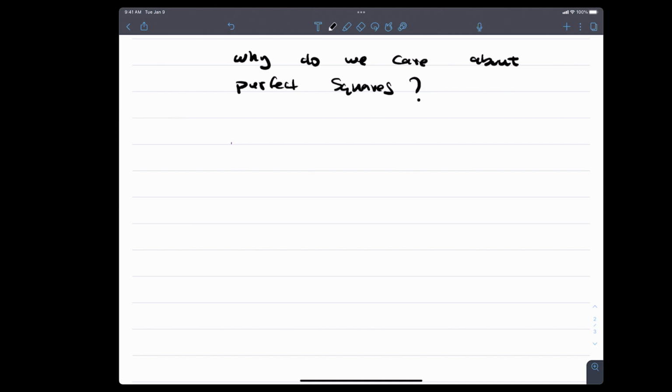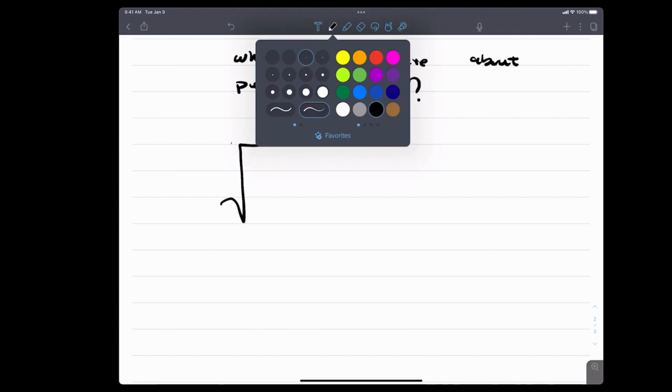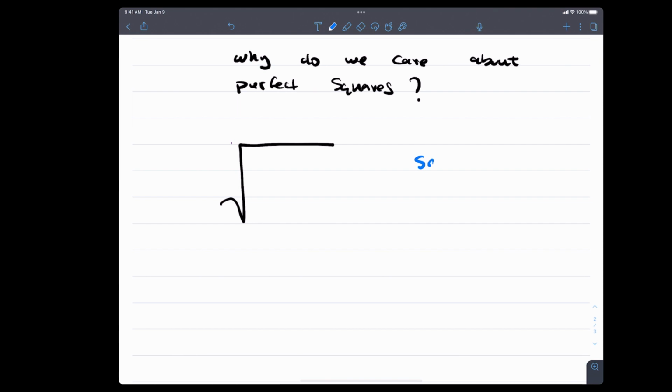And I'm going to give you guys the reason. Are you guys ready for the reason? It's because of this symbol here. Okay? Does anybody happen to know what kind of symbol that is? Yes, this is called, by the way, the square root symbol, ladies and gentlemen. This is our square root symbol.